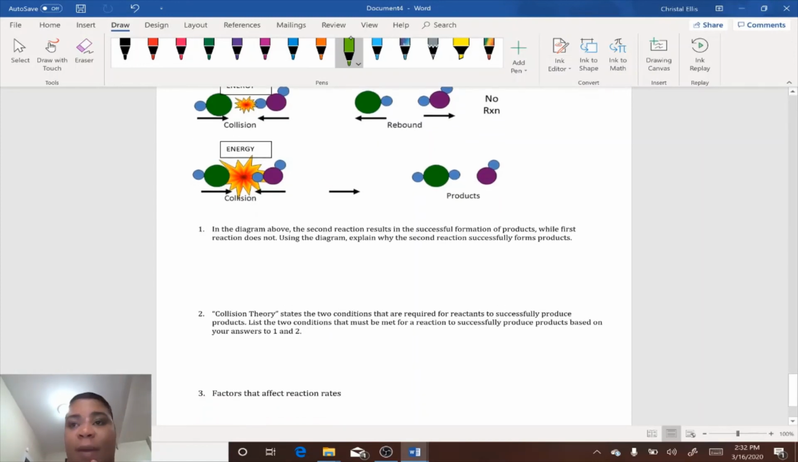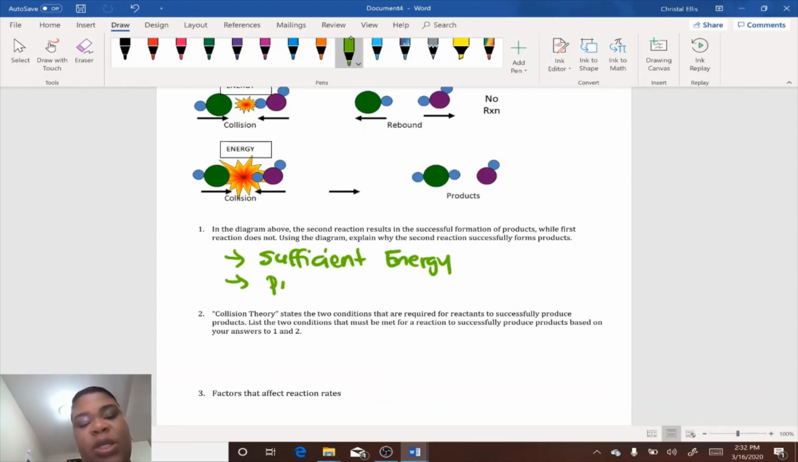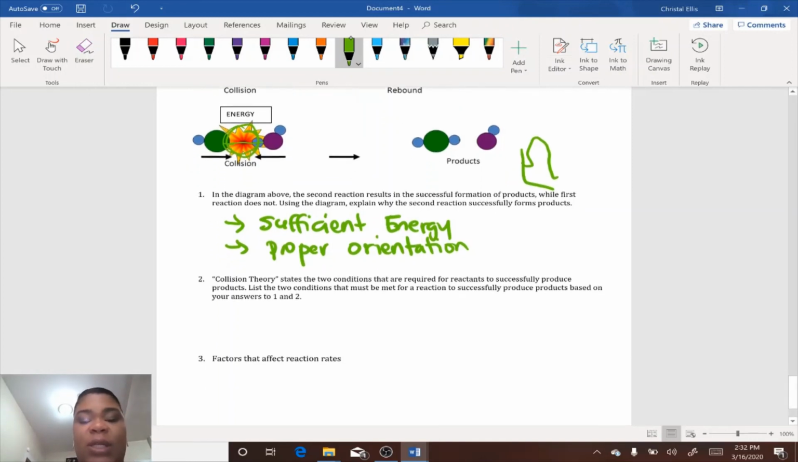Now, in order for a chemical reaction to occur, we need sufficient energy and proper orientation. If molecules do not have sufficient energy, they will not react, because we need to overcome the activation barrier for our reactant molecules. So if they don't have sufficient energy, the chemical reaction would not take place. And if the molecules are not orienting themselves in a way that is favorable to produce products, this reaction will also not take place.